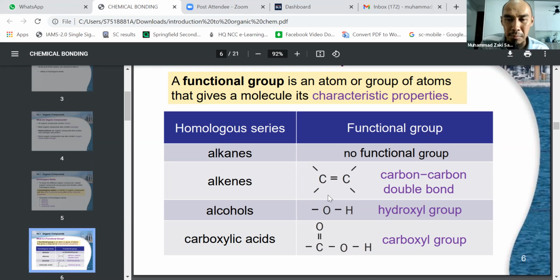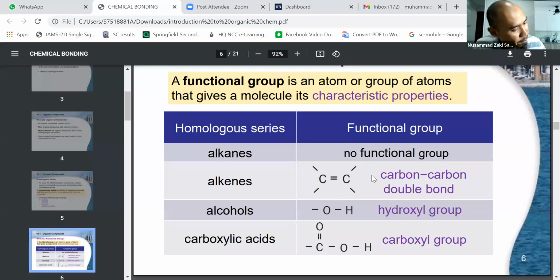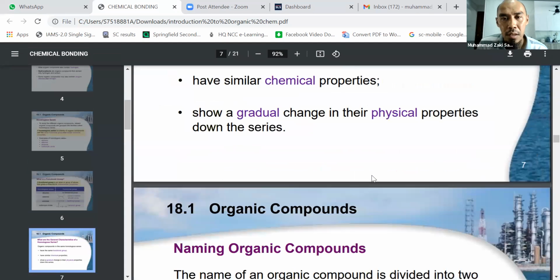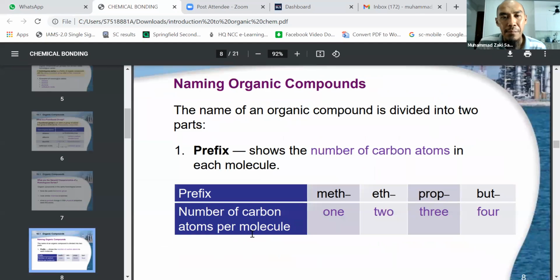You must memorize these groups. Later I will test you a little bit, and you need to really refer to this functional group. Any questions so far? Basically, in the same homologous series like alkanes, they have the same functional group and the same chemical properties. The alkanes also have some patterns in that, so you need to take note of that.